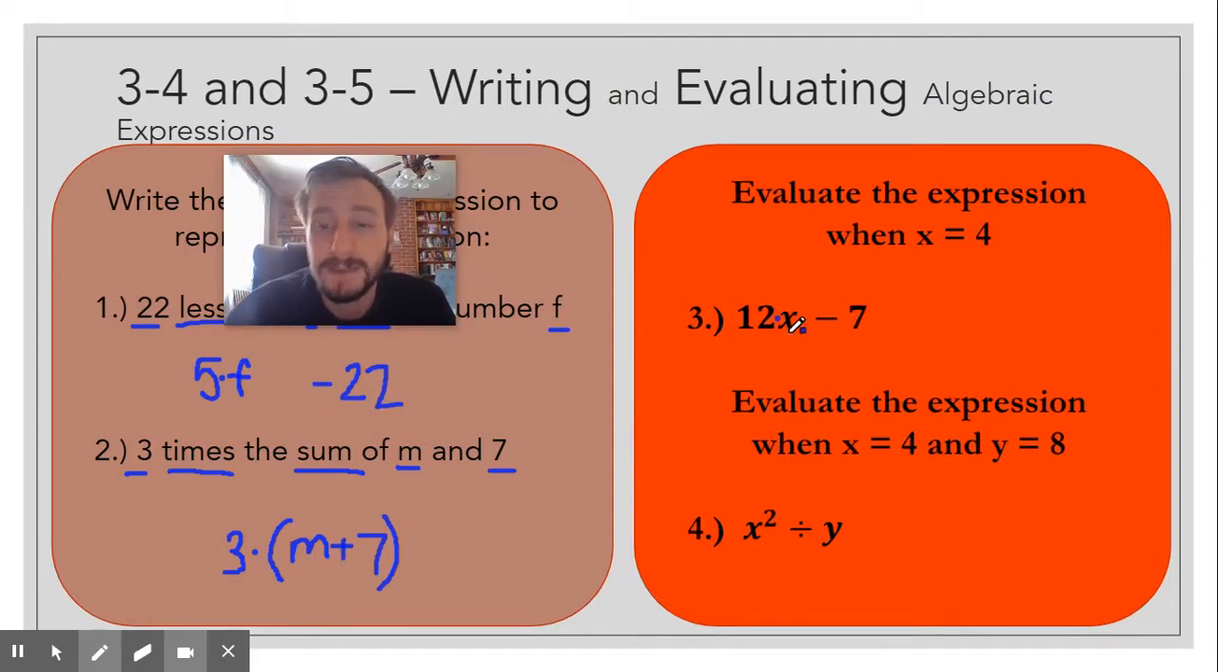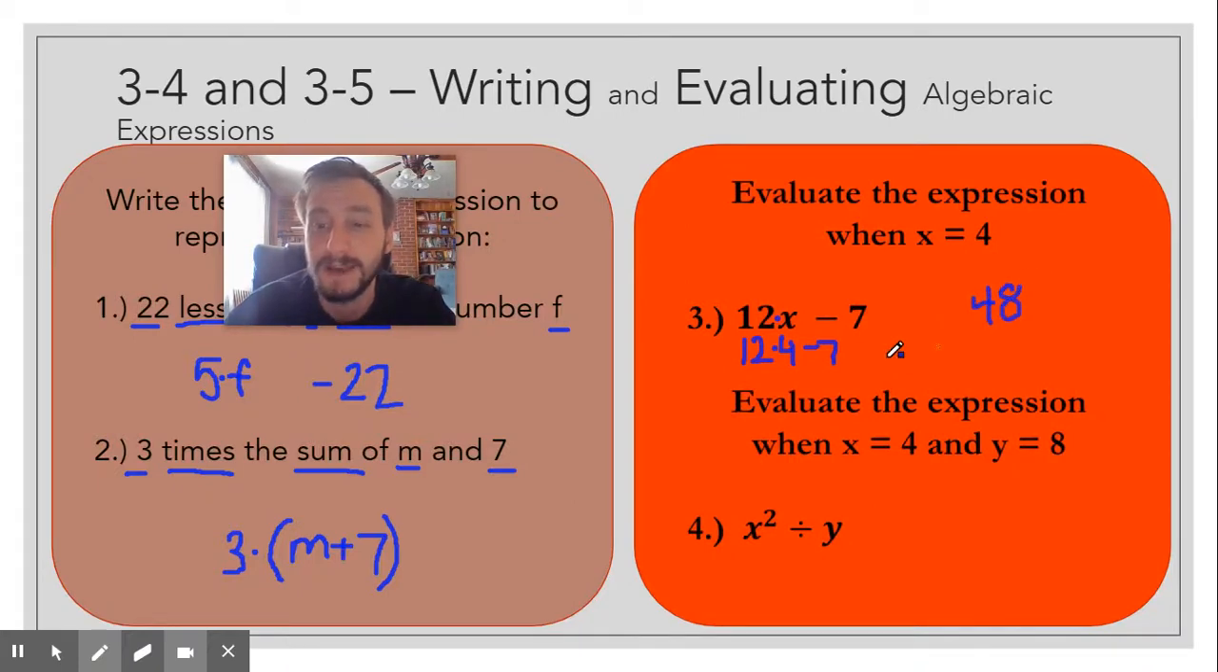So 12 times x, and x is 4. So I could rewrite this 12 times 4 minus 7. And now it's just an order of operations problem. There's no parentheses. There's no exponents. There is multiplication or division. So we want to start with this 12 times 4, which is 48.